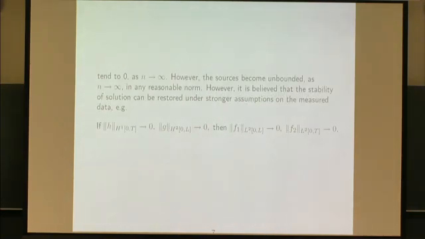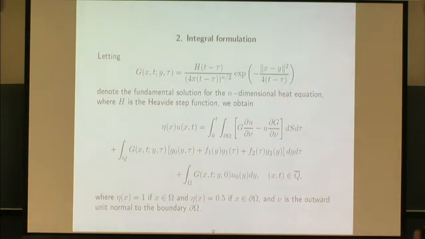Although we haven't proved it, it is believed that if you have stronger assumptions on your input data, such as continuity in the derivatives for h and g, then we can restore some stability. So that's also proved. Some of the technique used by Randall in his paper can be used here, probably with some semi-group theory as well.